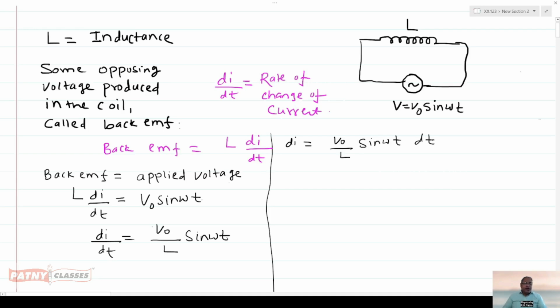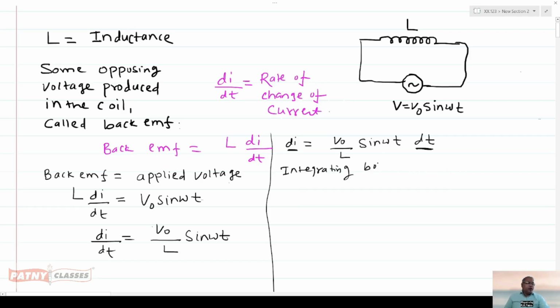So the left side is di and the right side is dt. The differential terms are there. We want to find the current. Whenever there is a derivative, di by dt is a derivative, so to remove the derivative, what do you do? You do the integration. Whenever the derivative terms are there, to remove them, we have to do the integration.